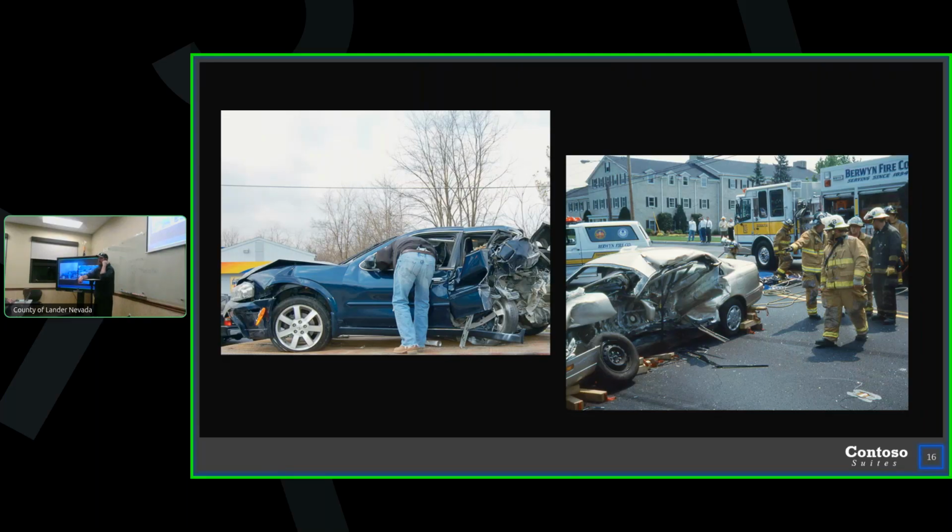This automatically levels them as a level 1 trauma. Even if you get there and they're like, no, I'm perfectly fine, my arm hurts. This picture over here, because of how much intrusion is into this passenger compartment, automatically makes them a level 1 trauma in the world of trauma centers. They could have nothing wrong with them physically, but just from that, it makes them a level 1 trauma.